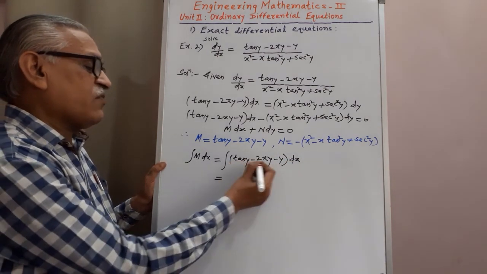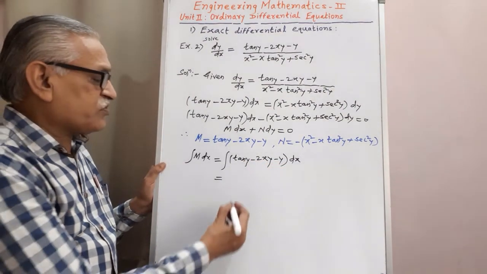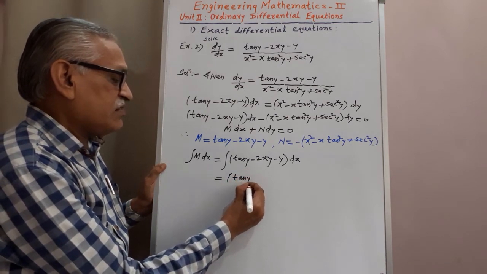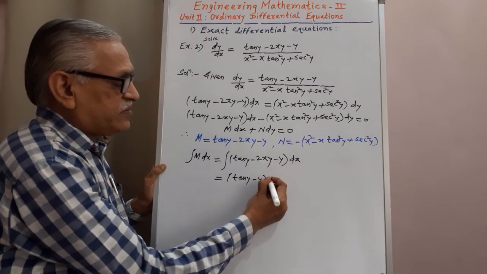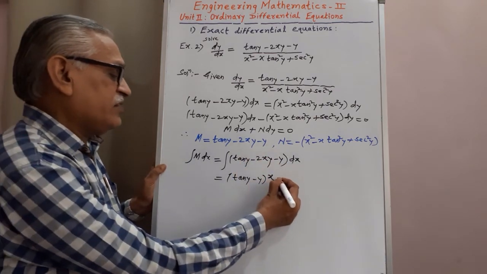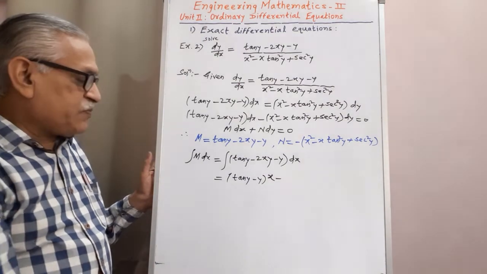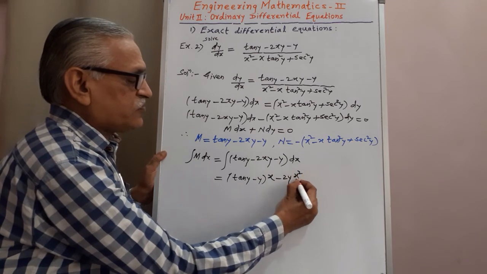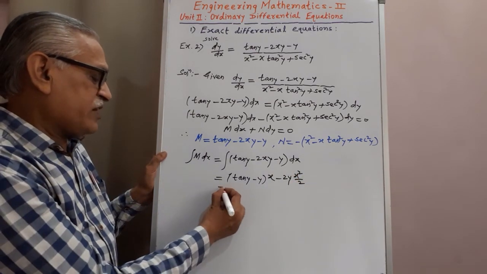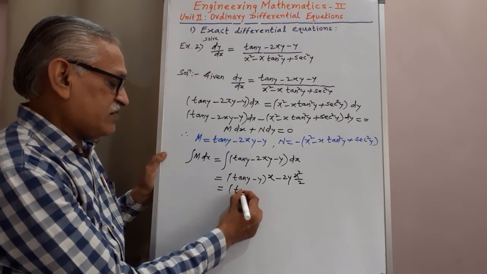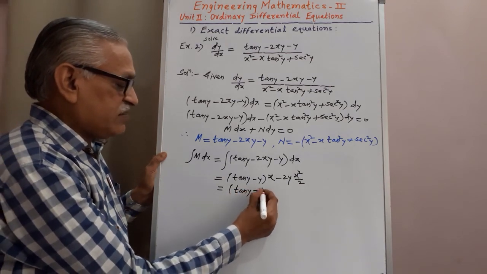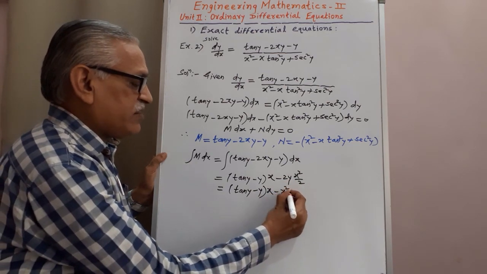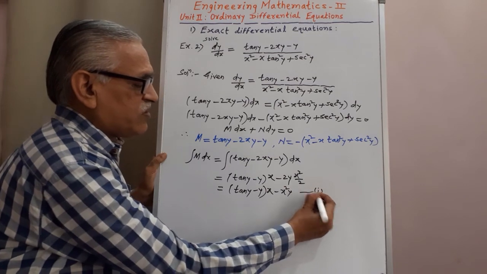With respect to x, tan y and y are constant terms, so we take them outside: tan y minus y, and the integration of dx is x, minus the integration of 2xy with respect to x, which is 2y, constant term outside, and the integration of x is x square by 2. Therefore we get tan y minus y into x, the 2 gets cancelled, minus x square y. We call this equation 1.